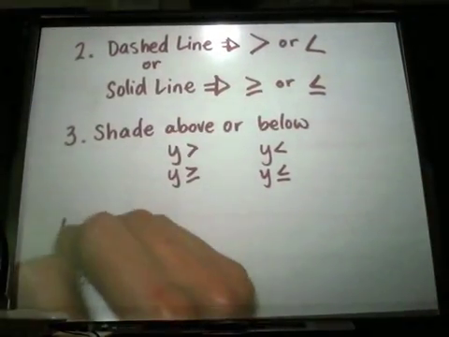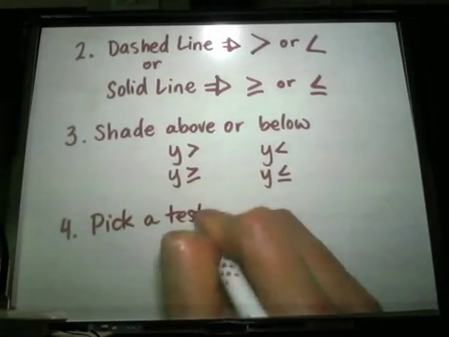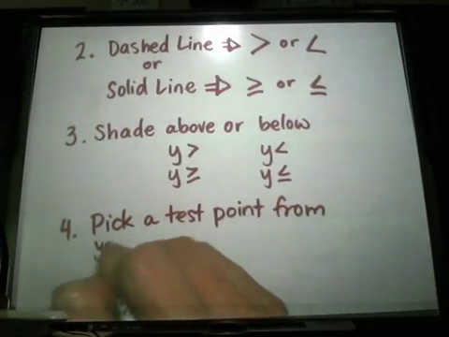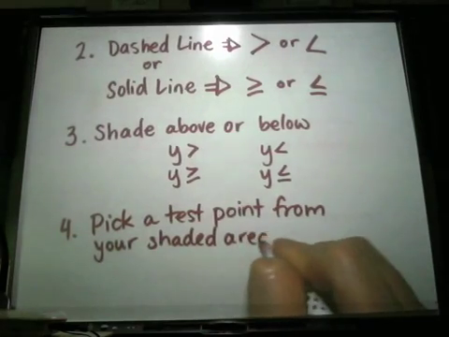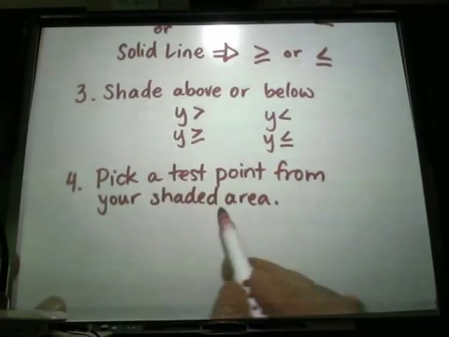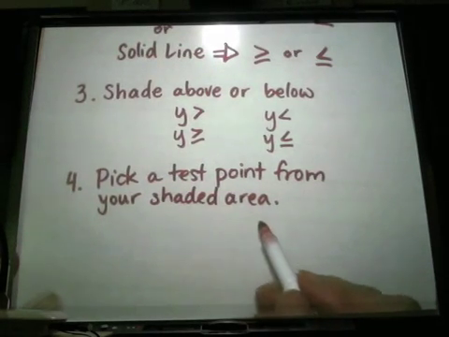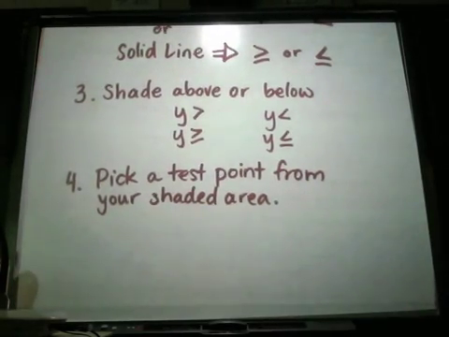And step 4, pick a test point from your shaded area. Once you decide which side you're going to shade, I want you to pick a point from anywhere in that shaded area and plug in the x, y values to make sure it works. If it works, then you shaded the right side. If it doesn't work when you plug it in, then you shaded the wrong side of the line. Okay, so those are the steps you're going to follow.